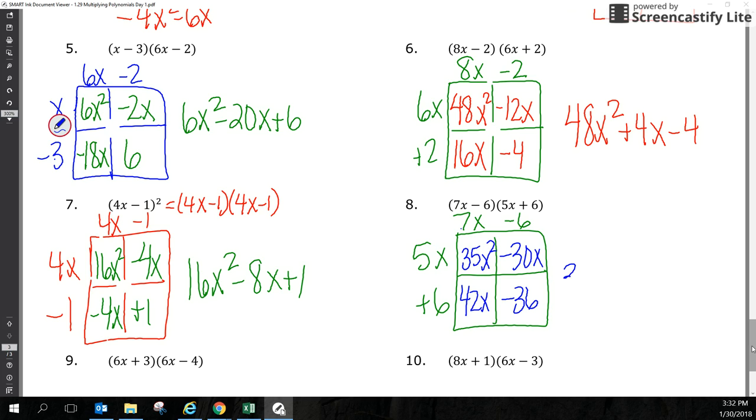Writing out our answers, we're going to combine like terms. So I got 35x squared. Then I got 42 minus 30. That'd be 12x. And then minus 36.